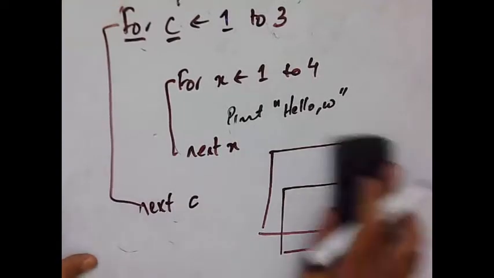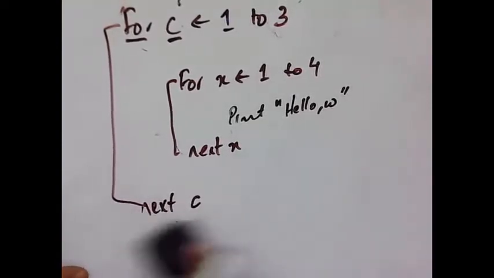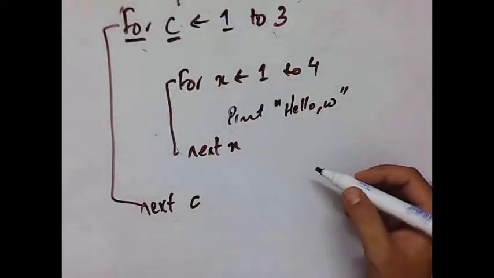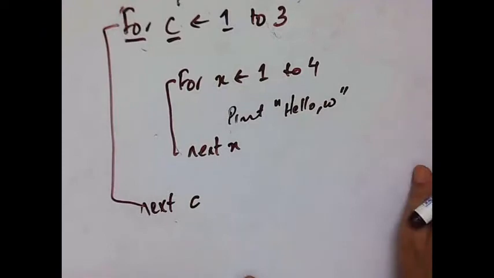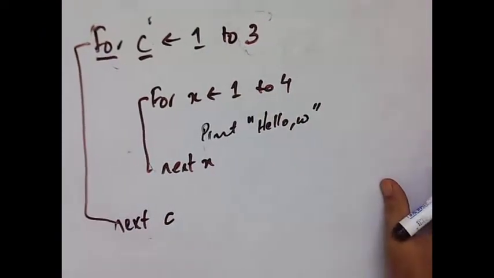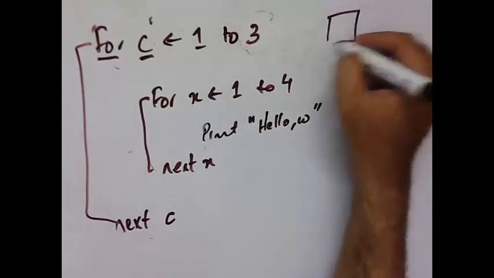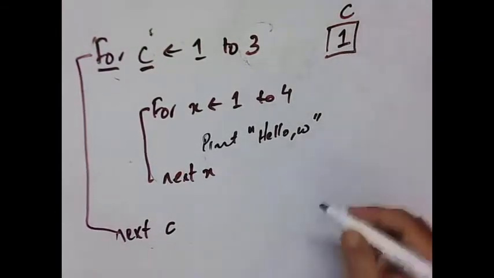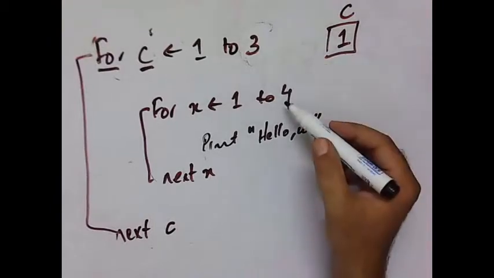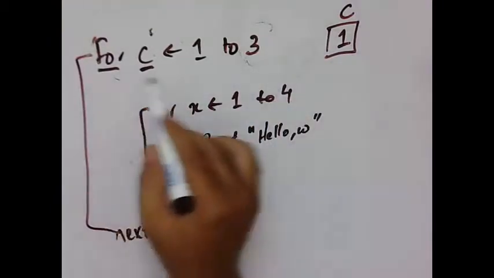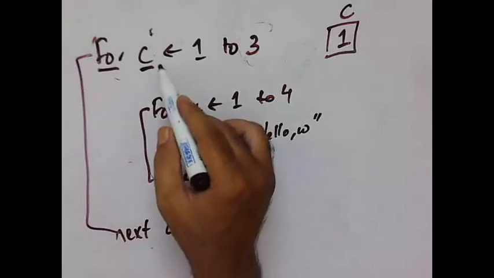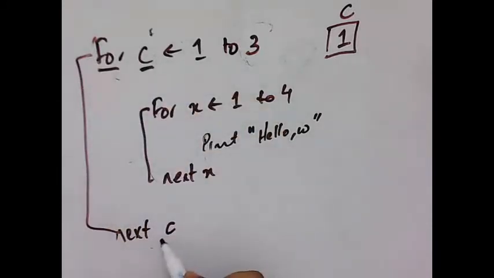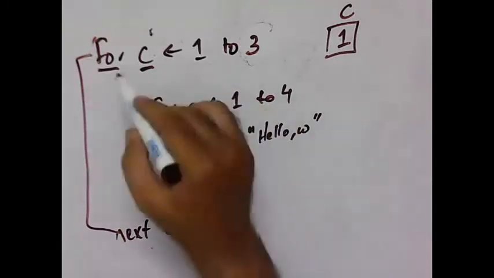Now what happens when this starts executing? Initially when this loop starts for C 1 to 3, the computer will assign a memory space to this variable C, and it will assign 1 to it, right? After this it encounters this statement. When this loop starts, it is supposed to execute whatever is between this for C and next C 3 times. That's how this loop is going to work.